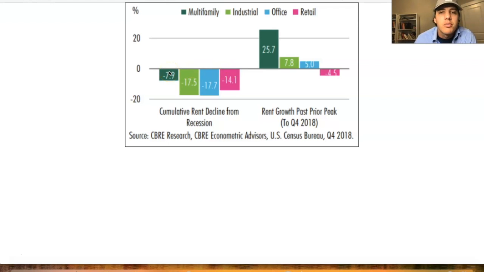So for my rule of thumb numbers, and also before I get into that, check out this increase though. Rent growth past prior peak. Look at the rent growth versus the other industries: 7.8% for industrial, office 5%, retail 4.5%. I mean, the company is based off of rents, but still, 25% versus 8%. A huge spread, and it really just shows how good the multifamily industry is.